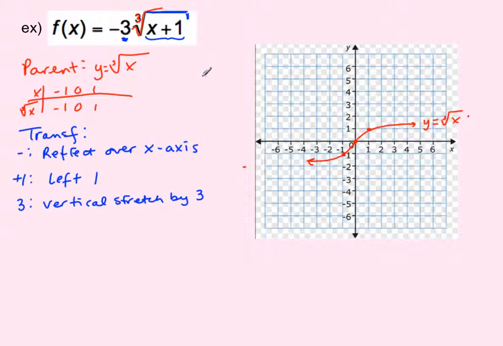So these first two guys I have to deal with, or sorry, the first and the third one, I had to do these first. These are both multiplications of the y value. So I'm going to multiply the y's of each of these points by 3 for the stretch and by the negative 1 for the reflection. So I'm going to do those at the same time. I'm going to just multiply the y's by negative 3. So first I'm going to do that. Second, I'm going to count left 1.